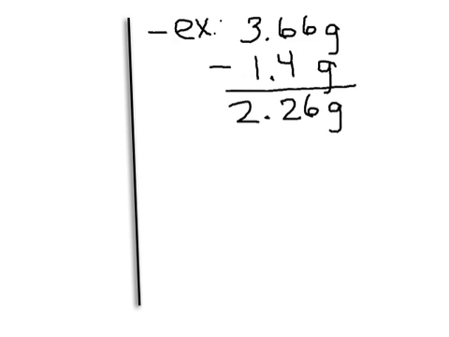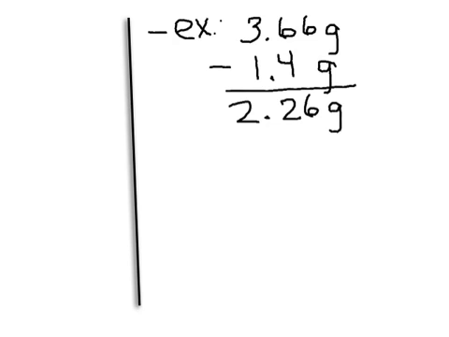Okay, so in this example we are subtracting. Say we are measuring something on a scale, and the object and the weigh boat weigh 3.66 grams, and if we measure the weigh boat by itself, it weighs 1.4 grams. So to get the mass of just the object, we need to subtract those two values. We're going to have 3.66 grams minus 1.4 grams.